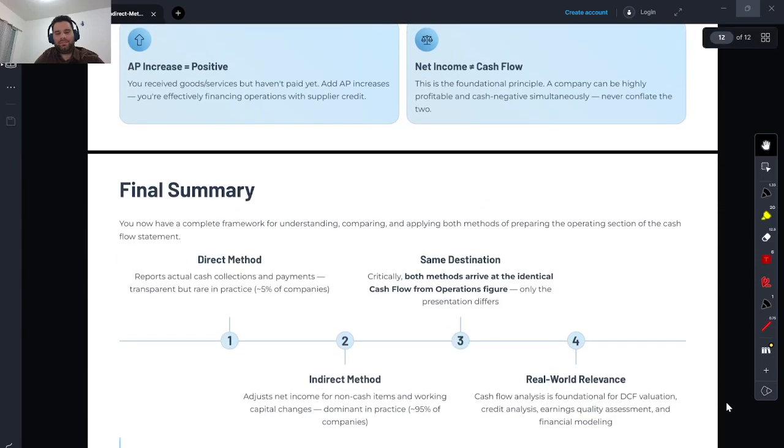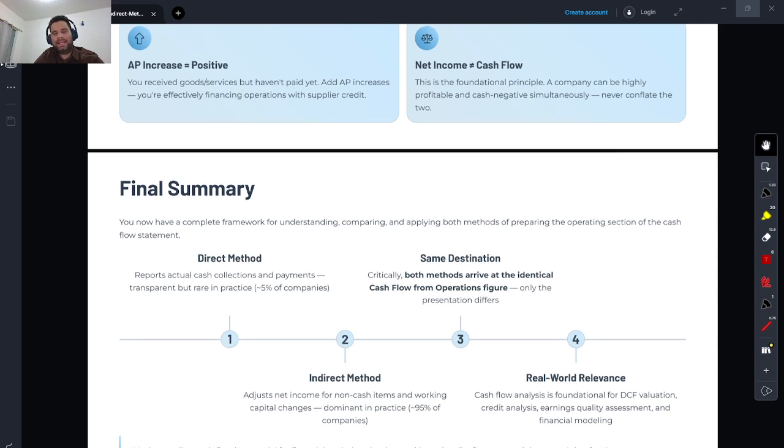So the final summary. Let's summarize the key takeaways from this lesson. The direct method reports actual cash collections and cash payments directly. The indirect method starts with net income and adjusts for non-cash items and working capital changes. Critically, both methods arrive at the same cash flow from operations figure. Understanding these concepts is foundational for DCF, discounted cash flow valuation, financial modeling, credit analysis, and earnings quality assessment. In finance and valuation, profit is important, but cash flow ultimately determines whether a business survives and creates value.